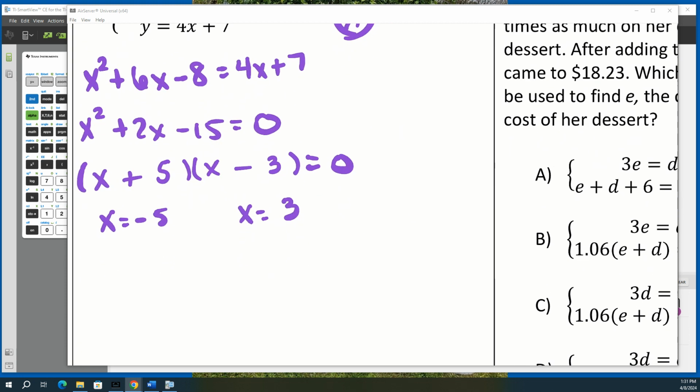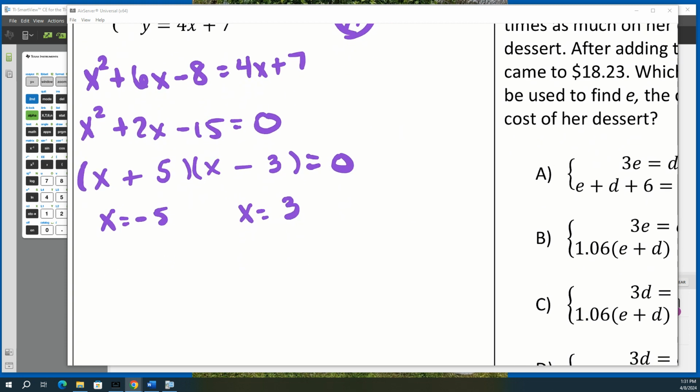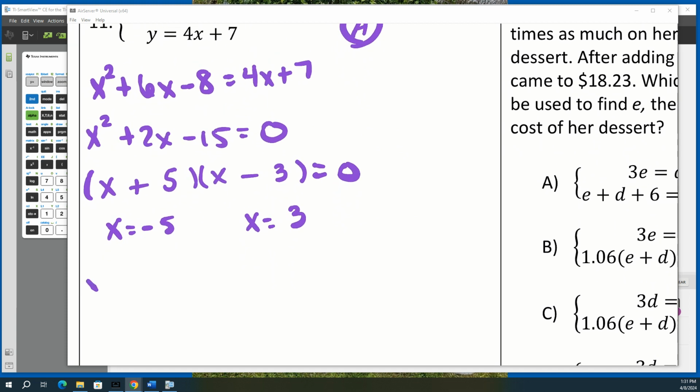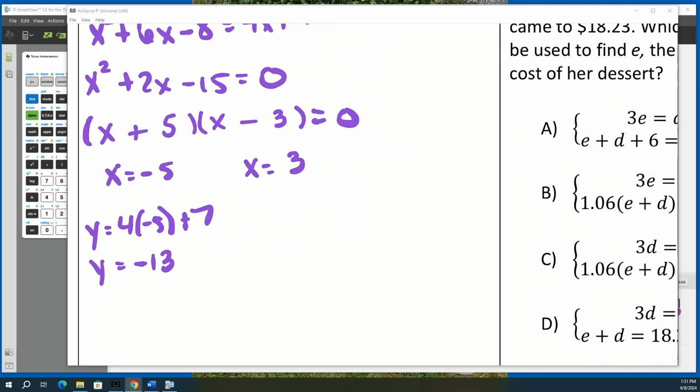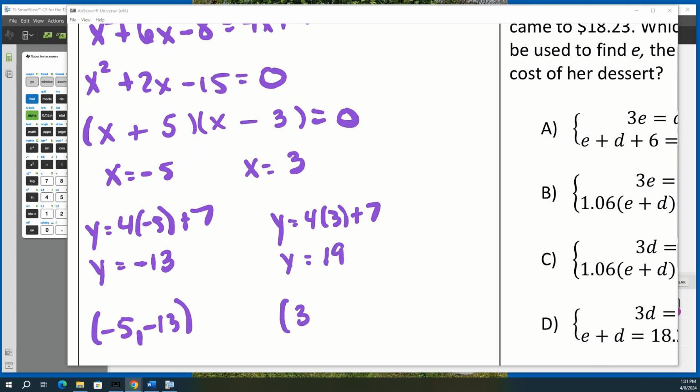Okay, and then we can have negatives here. This is not associated to a number or a length or anything. So then to find the y's that go with them, I'm just going to plug them in. All right, so one of my solutions is negative 5, negative 13. And then my other solution is 3, 19.